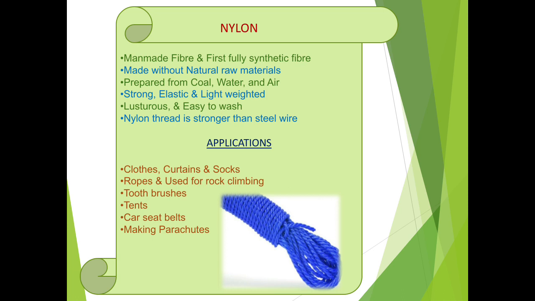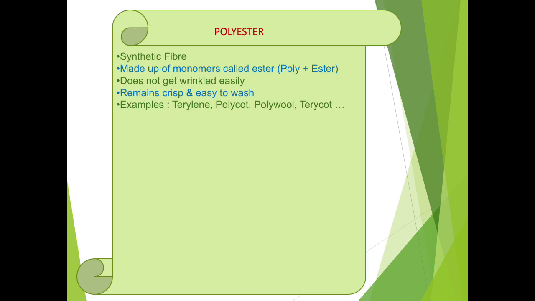Now let's move on to our next synthetic fiber. Yes, it is polyester. So it is also a synthetic fiber, that is a man-made fiber. It is made up of monomers called ester. That's why it is known as polyester. That is, esters repeatedly join to form a polymer known as polyester.